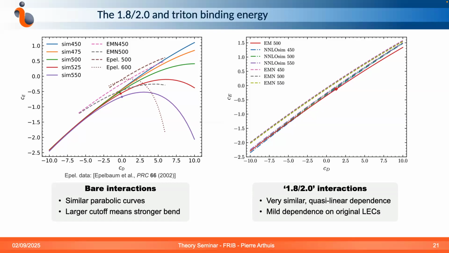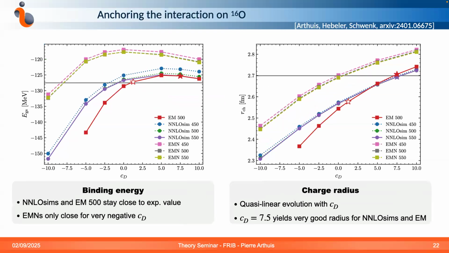And then if you move to the right-hand side, those are the same interactions, but that have been 1.8/2.0 evolved, in a sense. So we play this game of SRG evolution, low cutoff, and all of a sudden you see that you obtain a pretty much straight line, so a quasi-linear relationship between cD and cE, and a very mild dependence on the original LECs. You see that the different EMNs are basically on top of each other. The N2LO-SIMs are very similar also. So that's a sign that the interactions that we obtain through this are very perturbative. And then this set of associated cD and cE values, we use them.